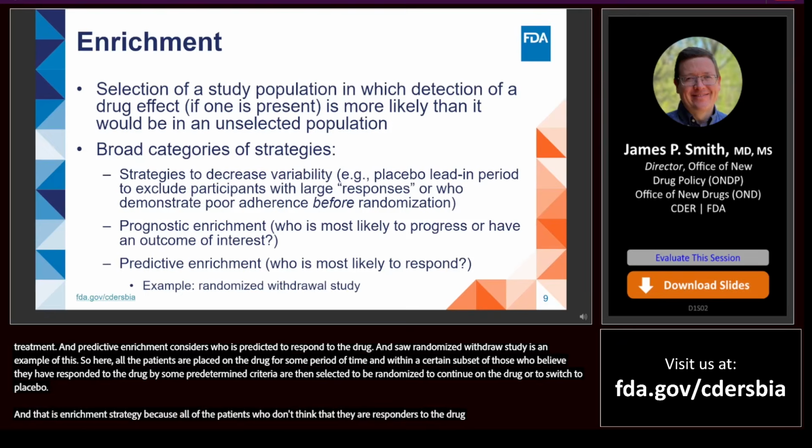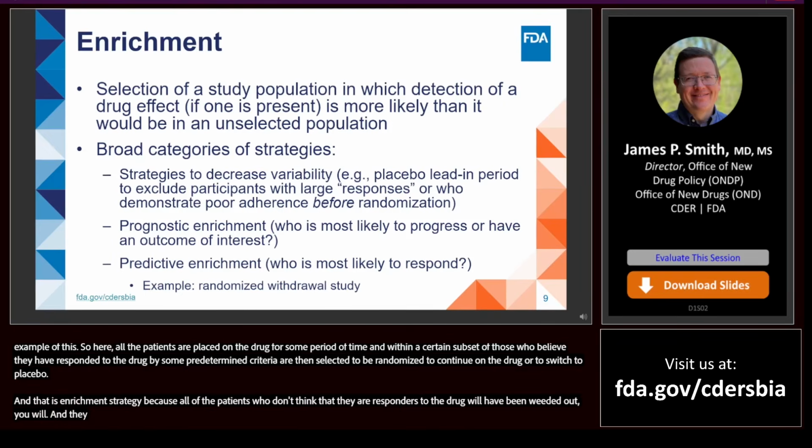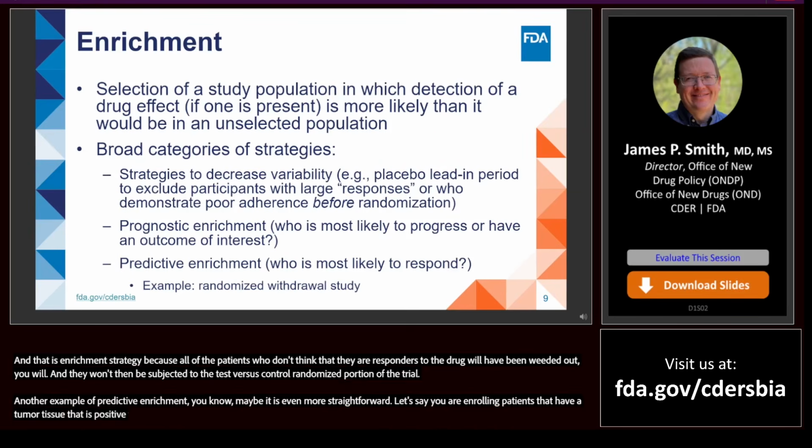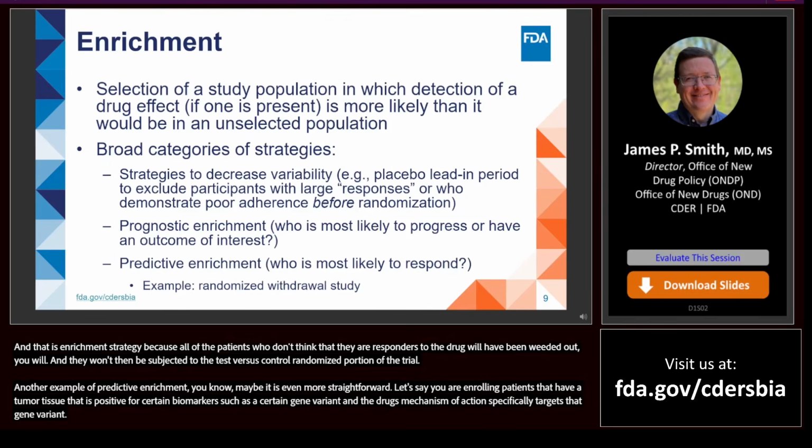Another example of predictive enrichment, maybe it's even more straightforward, is let's say you're enrolling patients who have a tumor tissue that's positive for a certain biomarker, such as a certain gene variant, and the drug's mechanism of action specifically targets that gene variant. That would be another example of predictive enrichment. Enrichment strategies can limit the generalizability of the findings, and I think Dr. Levinson might touch on this in his talk that's coming up.